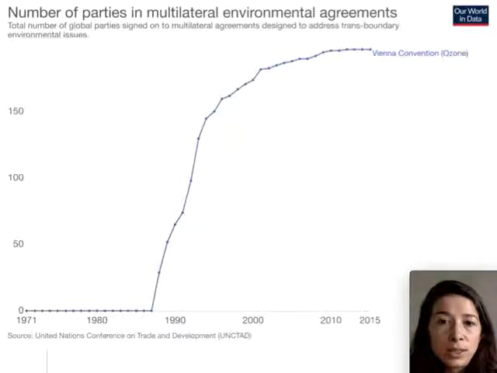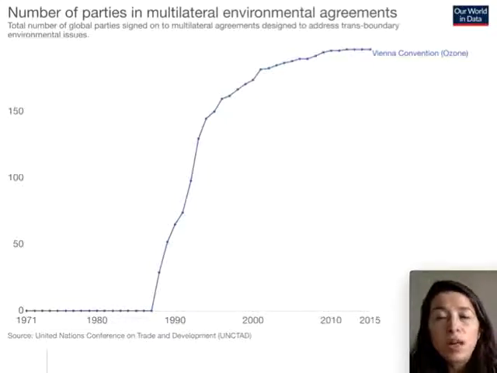So here's the Vienna Convention. This is the multinational agreement of people to stop producing products that contribute to ozone depletion, and they're showing you over time how many nations joined this agreement. So not everyone joined at once, but over time many different nations signed on to agree.